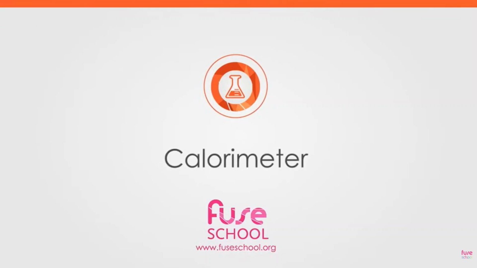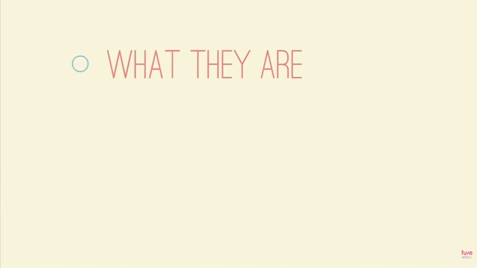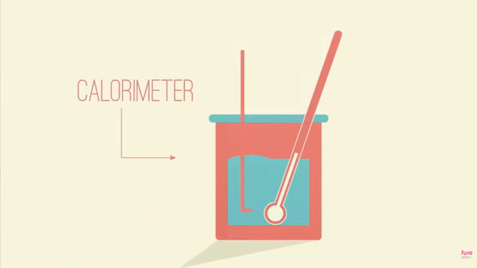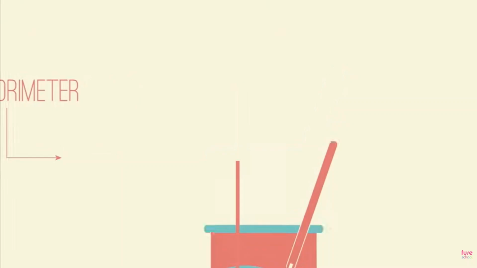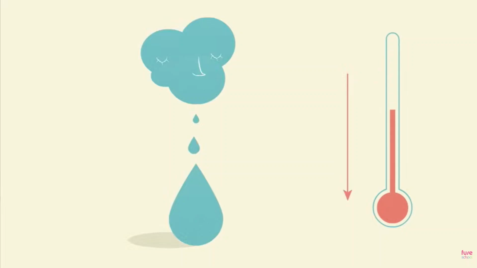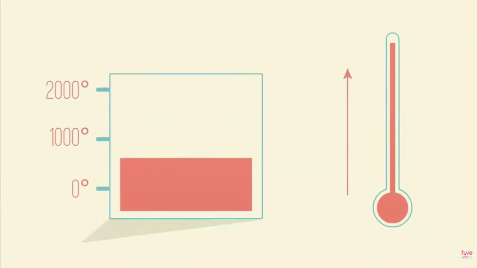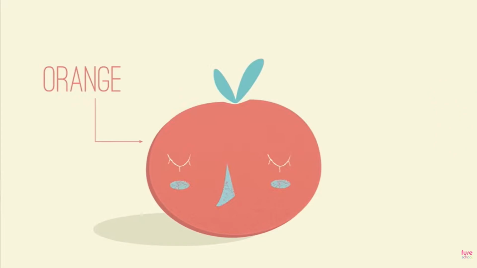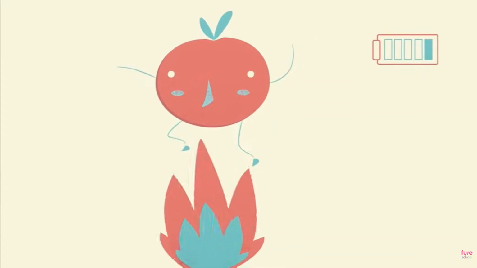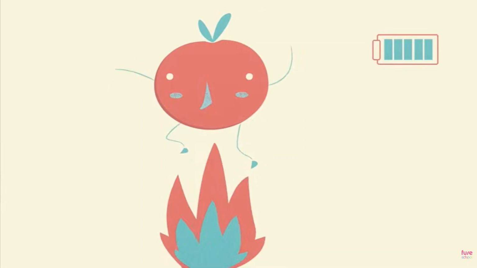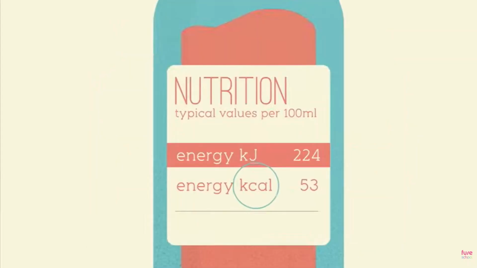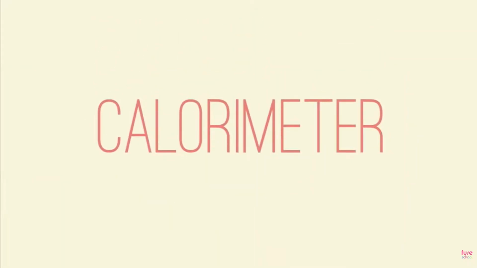In this video, we are going to learn about calorimeters, what they are, how they might be used, and why they are used. A calorimeter is a device used for calorimetry, the process of measuring the change in heat of chemical reactions or physical changes, as well as heat capacity for a material. When you look at food items, their energy content was worked out by burning the food in oxygen to see how much energy is released. This corresponds to the energy content label and is given in calories. To do this, you have to use a calorimeter.